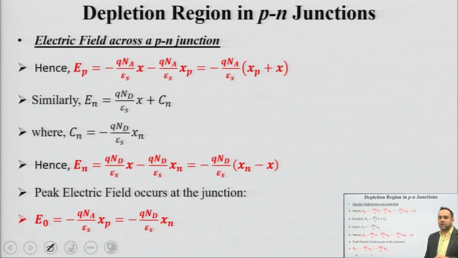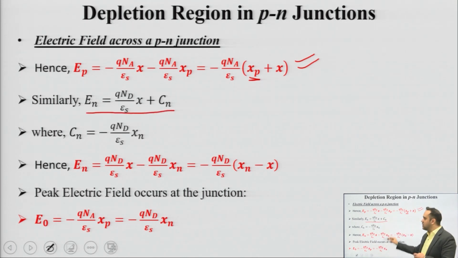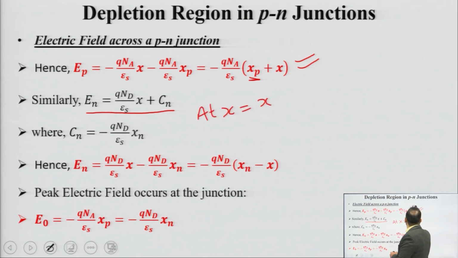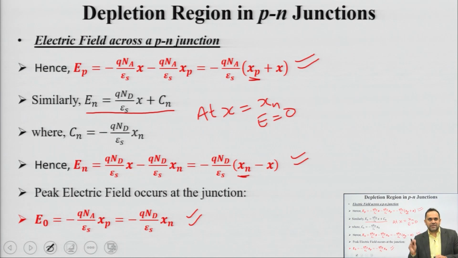Okay. So, the electric field in the p side of the depletion region is this, where xp is the edge of the depletion region on the p side. This is from where the depletion region starts from p to n. Similarly, for the electric field in the n side, I get a constant Cn. At x equal to xn, again E is 0. So, this helps me in getting the value of Cn. When I combine, this is the electric field I get at the n side of the junction. Xn is where the depletion region ends on the n side.